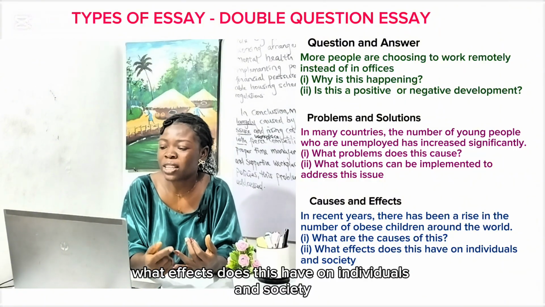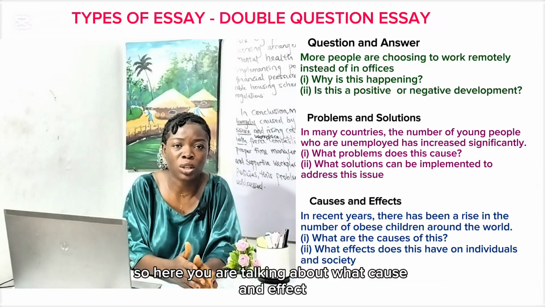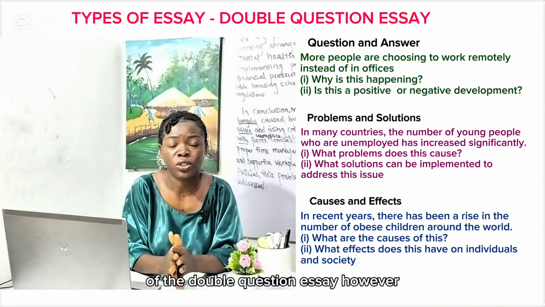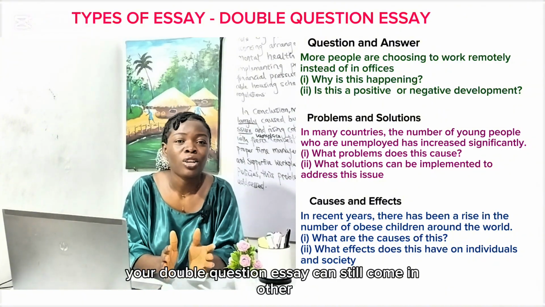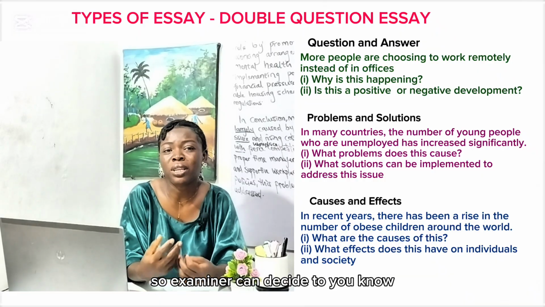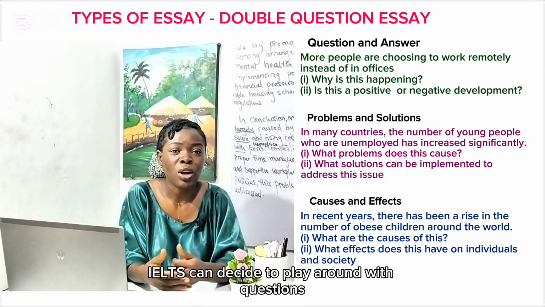Then what effects does this have on individuals and society? So here you are talking about what? Cause and effect. So those are the three major classes of the double question essay. However, your double question essay can still come in other forms, right? So the examiner, IELTS, can decide to play around with questions.